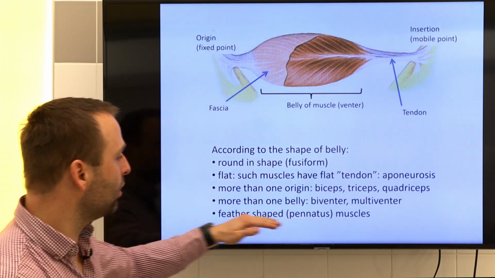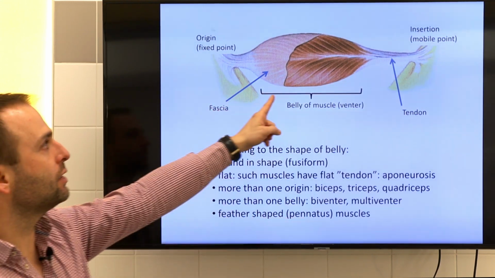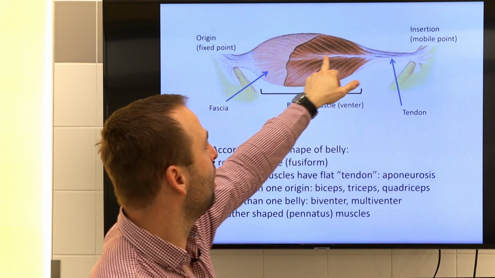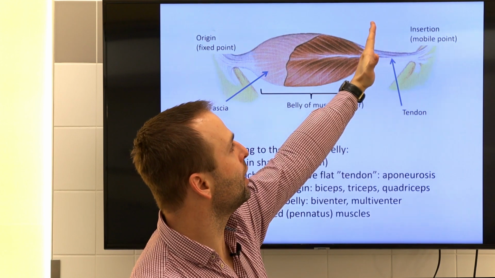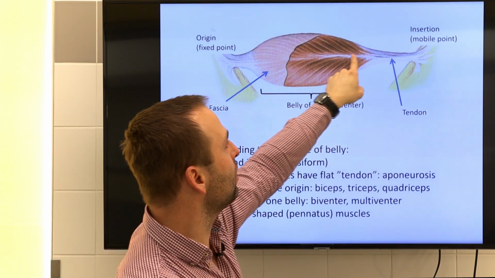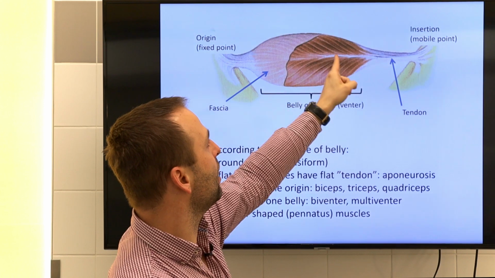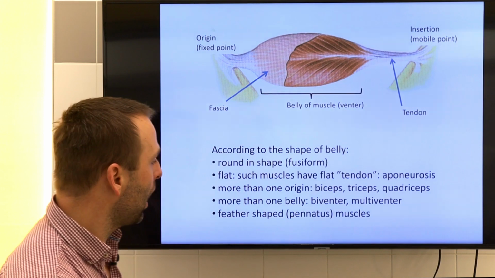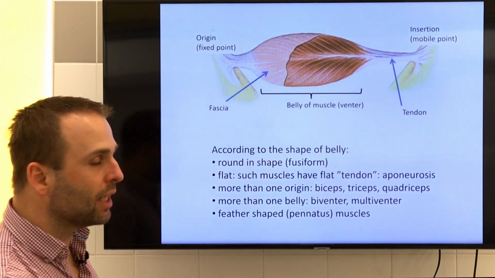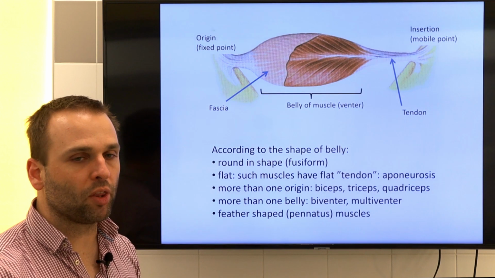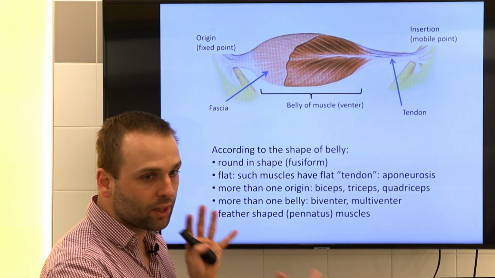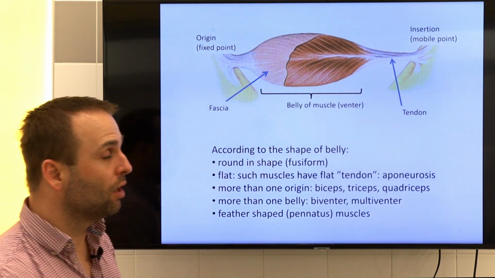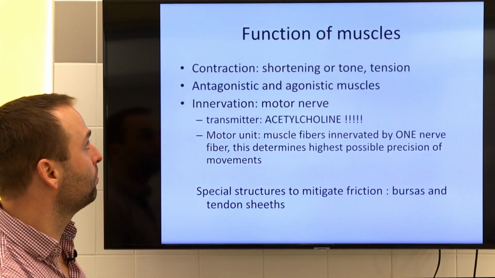And you also have feather-shaped or pennatus muscles. This picture is actually showing a bipennatus muscle, so a twice-feathered muscle, where the tendon is not just starting at the end of the muscle belly, but in the middle of the muscle belly, and the muscle fibers go to this middle tendon in an oblique fashion. Feather-shaped muscles can increase the strength of their contraction, but they sacrifice the length of contraction, so the extent of the movement, for this increased strength.